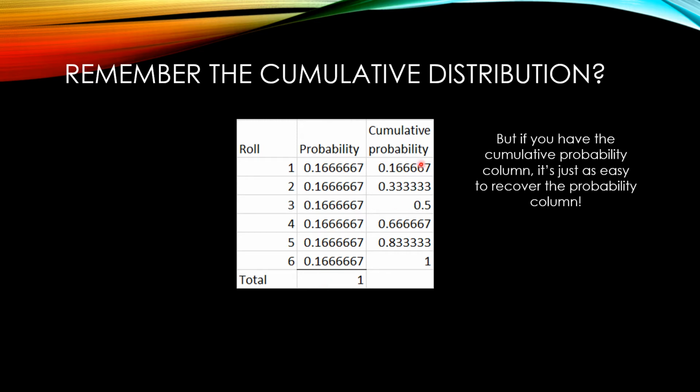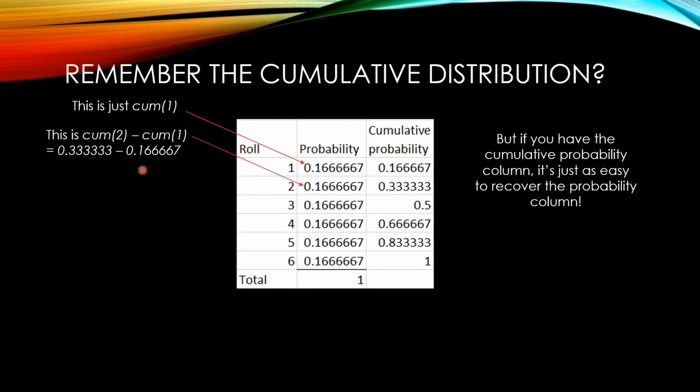We've already said that the chance of rolling a 1 or less is the same as the chance of rolling a 1, so those two are exactly the same. On the other hand, if I know the chance of rolling 2 or less, and I subtract off the chance of getting 1 or less, well, that gives me the chance of getting exactly 2. 33% of the time I get 2 or less, but 16% of that is getting a 1, which means the other 16 or so is made from getting a 2.